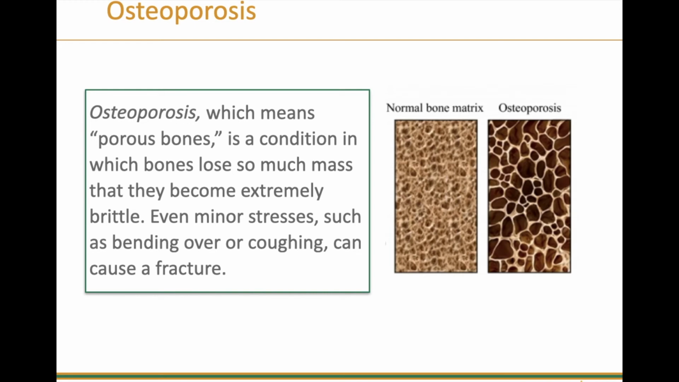Then osteoporosis literally means porous bones. It's a condition where bone remodeling gets out of control and there's more resorption, or breaking down bone, than there is building new bone. And the bones lose so much mass they become extremely brittle, and something like a cough could cause a fracture. On the right you can see normal bone matrix and then osteoporosis bone matrix. So you can see the normal bone matrix is much thicker.